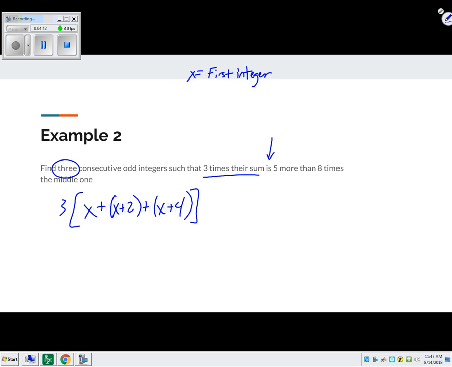I love it when a word problem gives me "is." "Is" is my equal sign. I'm just going to keep reading. I'm wanting 5 more than 8 times the middle one. The middle guy is right here.